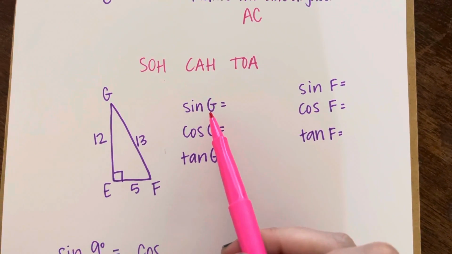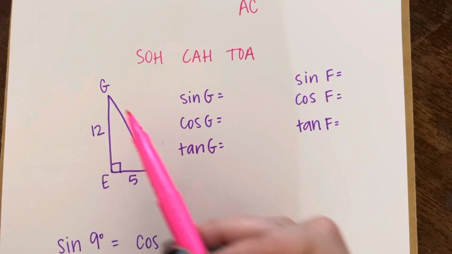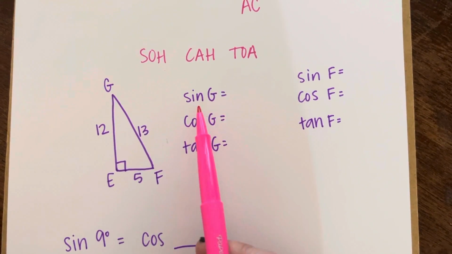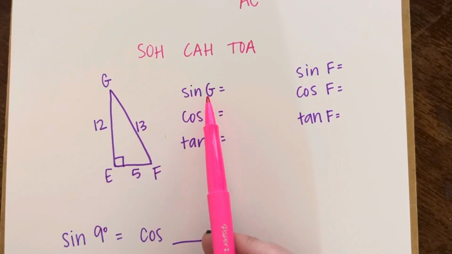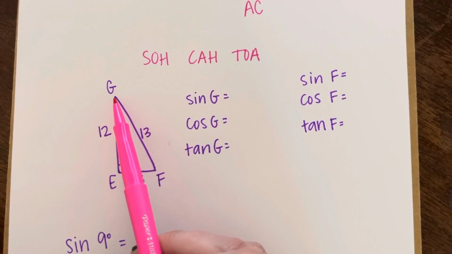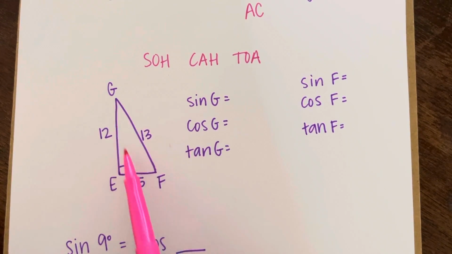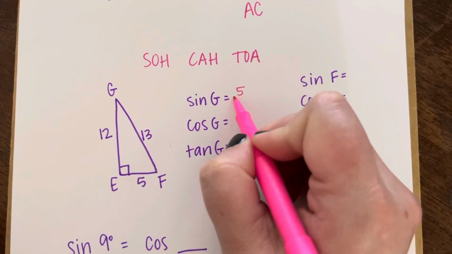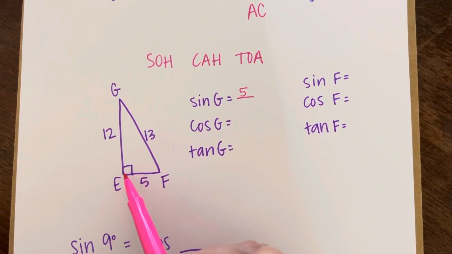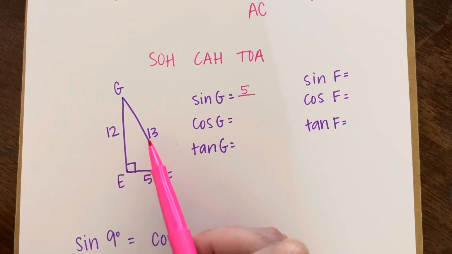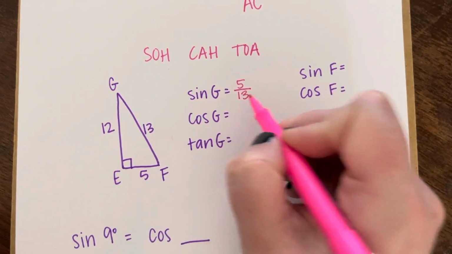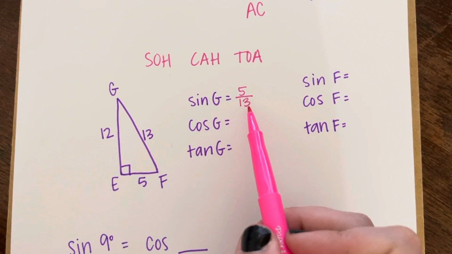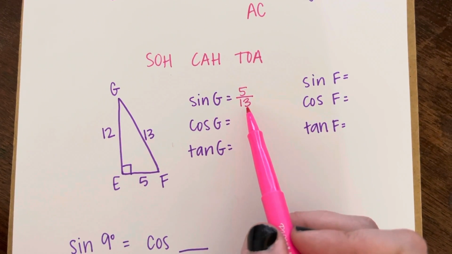So for the sine, cosine, and tangent of angle G, sine would be opposite over hypotenuse. I'm choosing the side that is opposite angle G, so that would be 5. That's on the opposite side of the triangle. Over hypotenuse, remember the hypotenuse is the side across from the right angle, so that's 13. Okay, and that's how I would leave this, unless it says to express it as a decimal. Usually a fraction is fine.